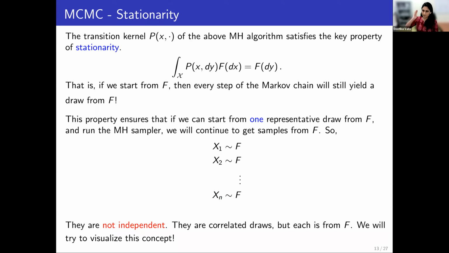Okay. Now that means that we can get samples from F if we can start from F, but they're not independent samples. So I'm not really very excited right now because these are correlated samples, right? And I said that I want IID samples, and getting IID samples in high dimensions is quite complicated.